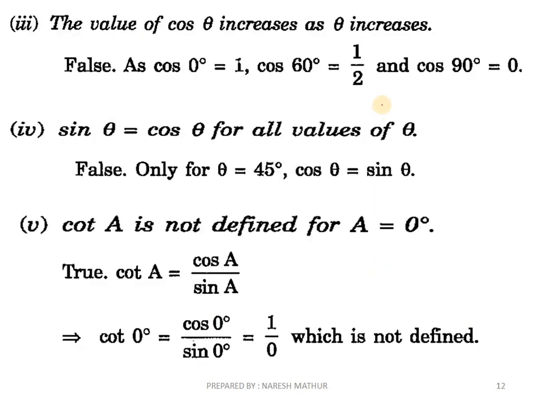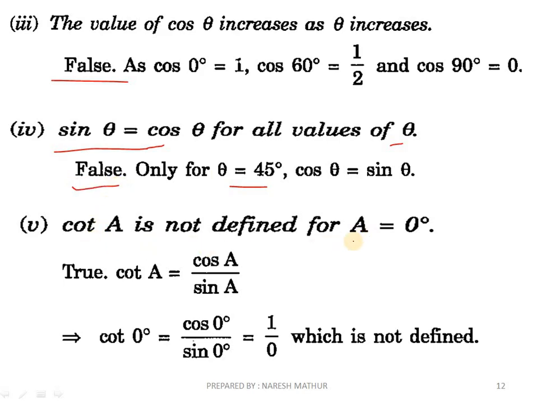The value of cos theta increases as theta increases. No, false, because sin is increasing and we are writing the values in the reverse order, so it is decreasing actually. So this statement is false. Sin theta equals to cos theta for all values of theta. No. This is true only for the 45 degree. Sin 45 and cos 45 are equal, but for the other angles they are not equal at all. So this statement is also false.